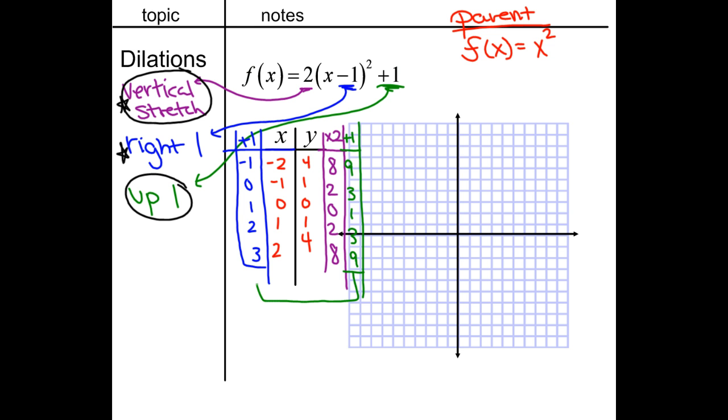So my x and my y values are here: negative 1, 9; 0, 3; 1, 1; 2, 3; 3, 9. And I'm going to graph each of those points right now. After you graph each point, you can see that it does look like it's been stretched out a little bit. It's moved to the right 1, and it's moved up 1. So that's all the things that happened. Three things have happened in that problem.